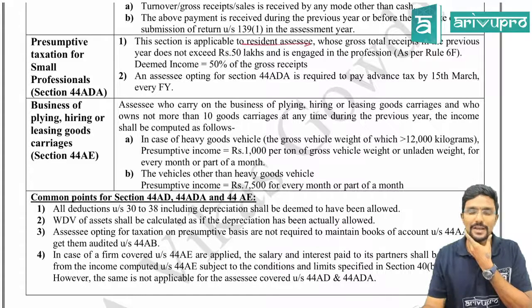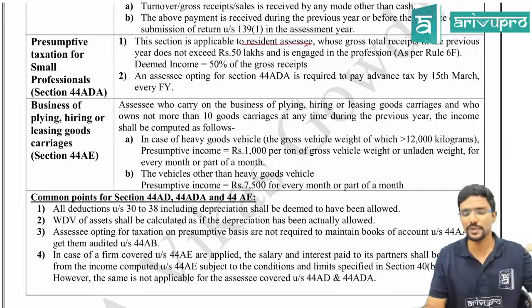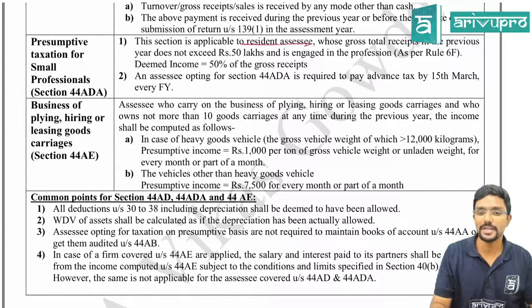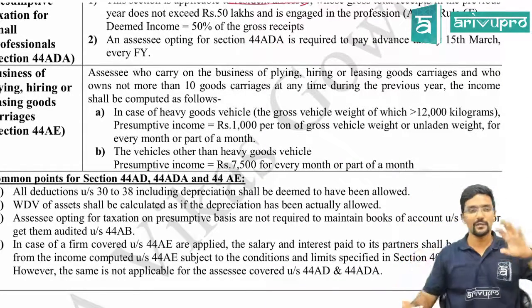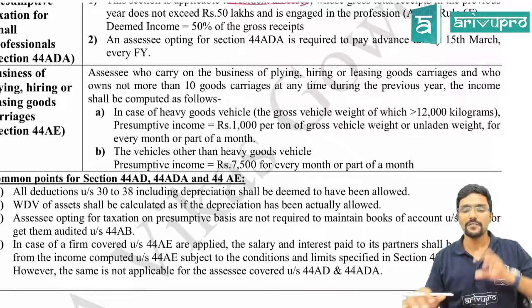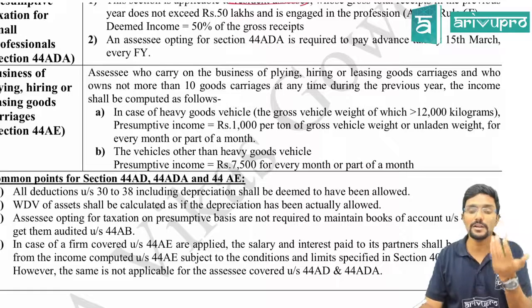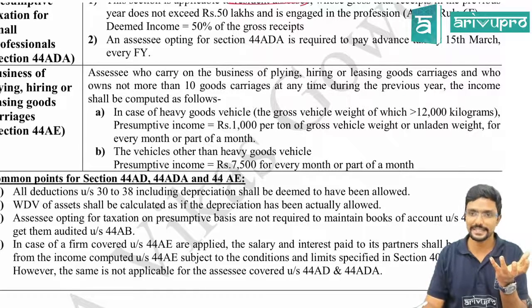So if you are having any goods carriage business and you are not owning more than 10 goods vehicles at any time during the previous year, then you can opt for this scheme. Sir, what is the income under this scheme? We have to divide your vehicles into two parts, guys. Whether your vehicle is a heavy goods vehicle or other than a heavy goods vehicle. When will my vehicle be called a heavy goods vehicle? If the weight of the vehicle is more than 12,000 kgs or 12 tons.